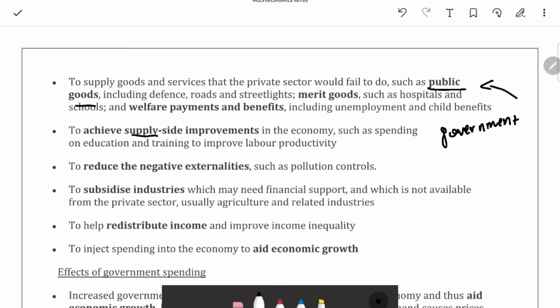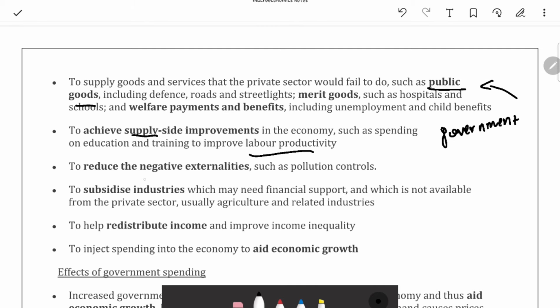Okay, there's something called the supply side policy that we'll have a look at in just a bit, but that is the supply side improvements, and basically what that means is that they can increase the labor productivity. Okay, they will, for example, spend on education so they can improve the productivity. Now, the government would spend on this so that they can increase the output, and remember, if they increase the output, there is economic growth. Okay, and economic growth is an aim of the government, so they would achieve supply side improvements.